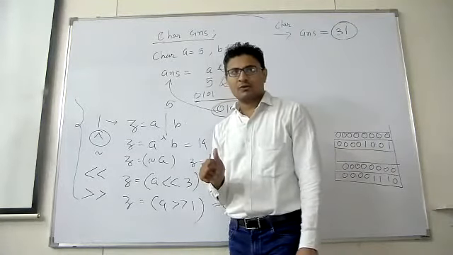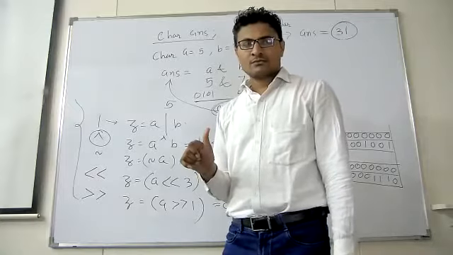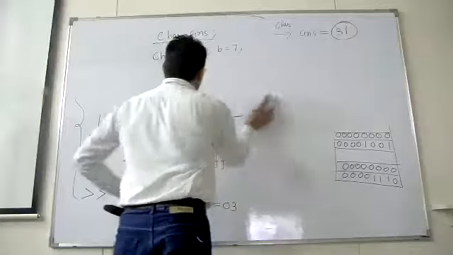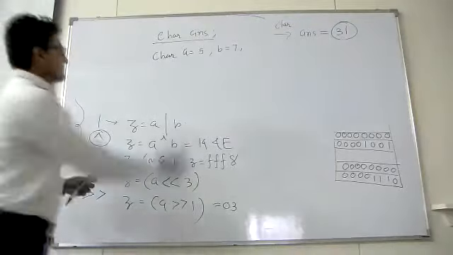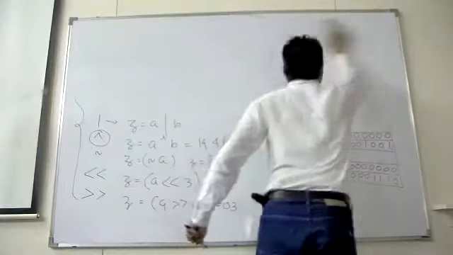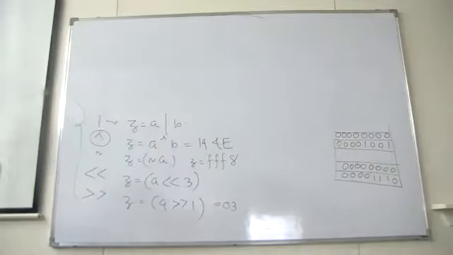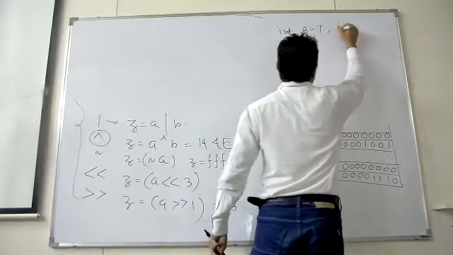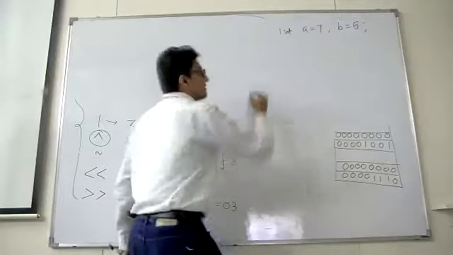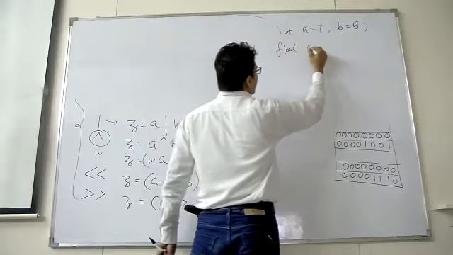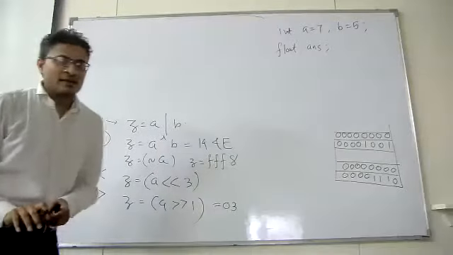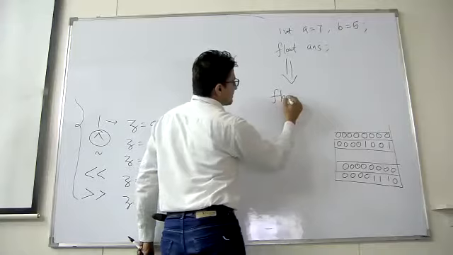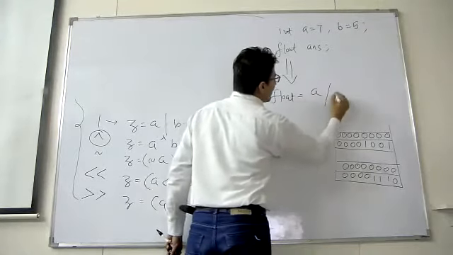One more. Suppose I have an integer a is equal to 7, b is equal to 5. Suppose I have an answer float is equal to answer. Then here, suppose I am writing this: float is equal to a divided by b.